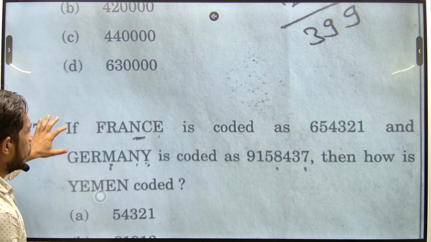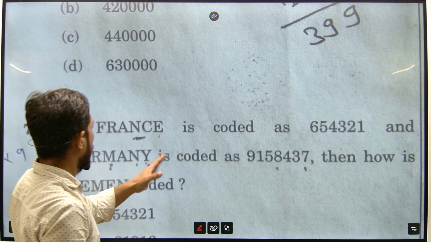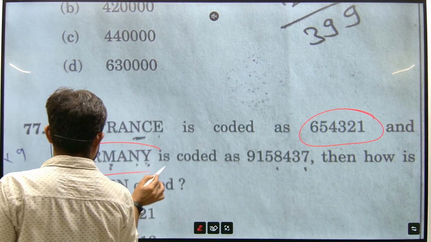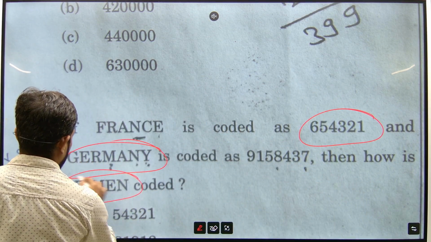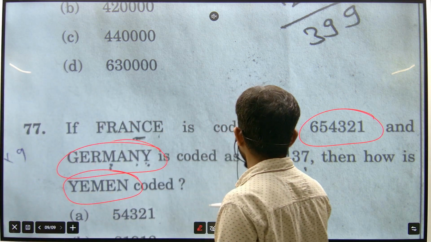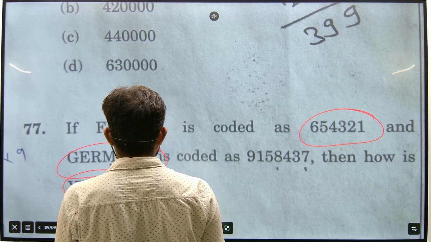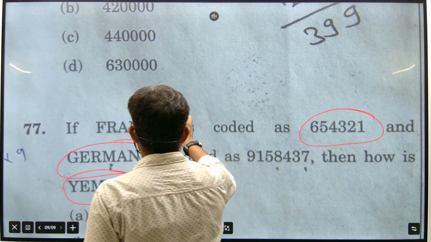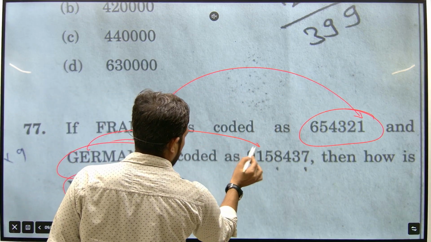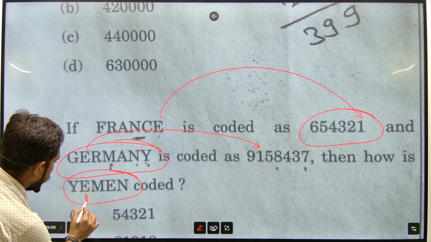Okay, it is also from coding decoding. If FRANCE is coded as one code, GERMANY is coded as another, so what will be the code of YEMEN? This is a similar type of thing. So just write the values and you will get E is equal to 1. For here it is also written that E is equal to 1, and for here it is also written that E is equal to 1. So for YEMEN, for E there will be 1.